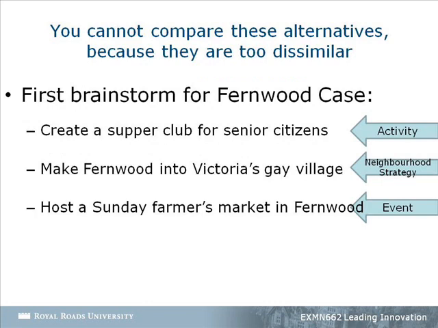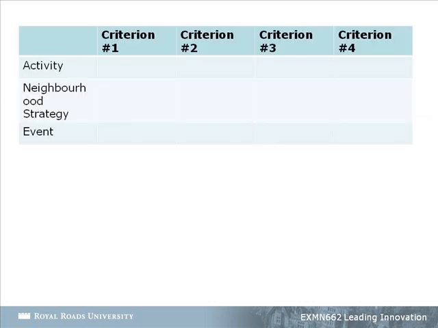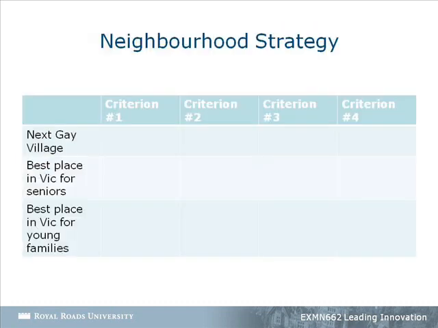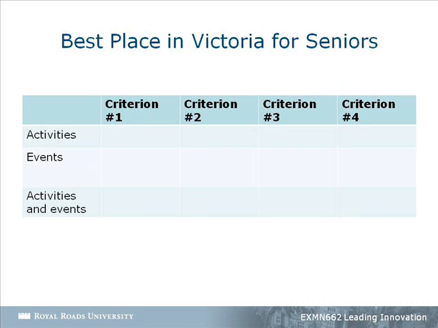The challenge with throwing all of these ideas into a matrix would be that they are too dissimilar to be compared. One's an activity, the other is a whole neighborhood strategy, the other is an event. It would thus make more sense to first decide whether you believe the way to go would be to work on an activity, a neighborhood strategy, or an event. If you then decided to work on a neighborhood strategy, you could then weigh like alternatives. For example, should Fernwood be the next gay village, the best place in Victoria for seniors, or the best place for young families? Once you decided on the overall strategy, you might consider tactics for achieving it.